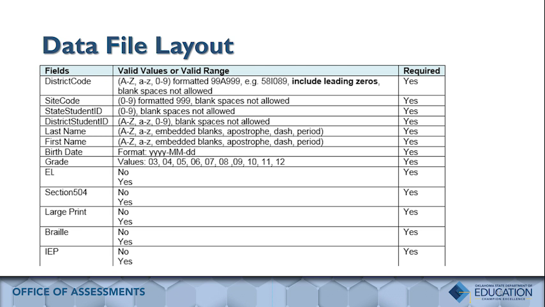This chart provides the parameters of your data file. If a district sends a local ID with any non-numeric values, the field will be rejected and it will not be included in Precode.